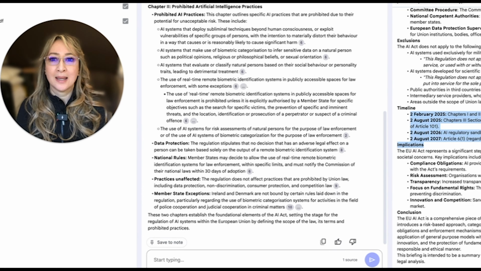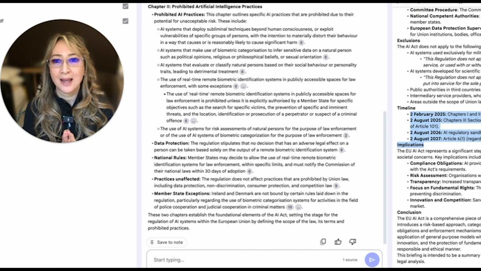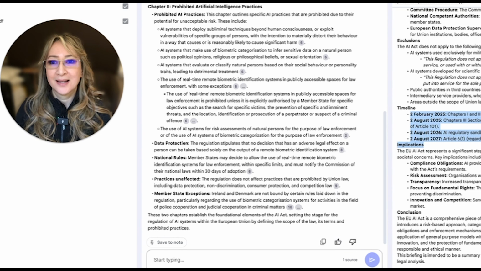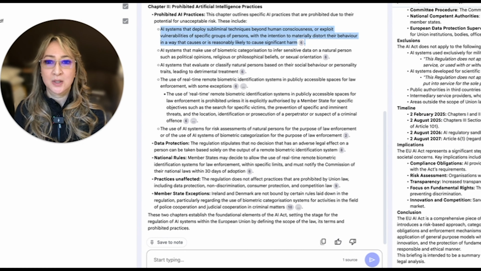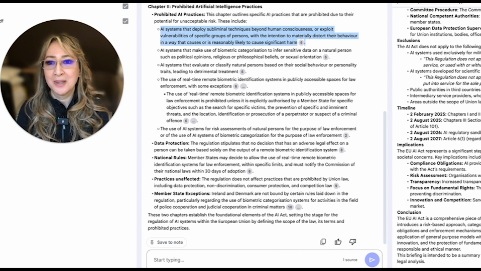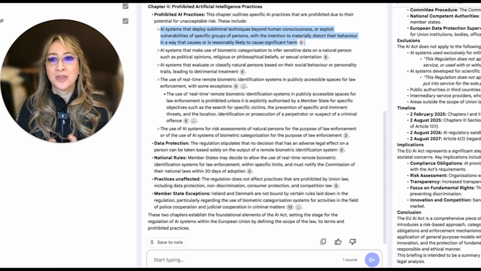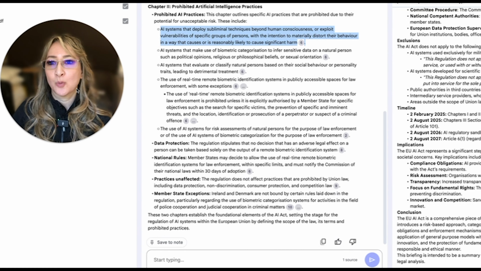These are the prohibited AI practices. I talked about them briefly in the summary, but I thought let's go through this in detail so that we have a clear understanding of prohibited AI practices in this EU AI Act. So prohibited AI practices, here we go. AI systems that deploy subliminal techniques beyond human consciousness or exploit vulnerabilities of specific groups of persons with the intention to materially distort their behavior in a way that causes or is reasonably likely to cause harm. So that is a prohibited AI practice, the first one that's specified.